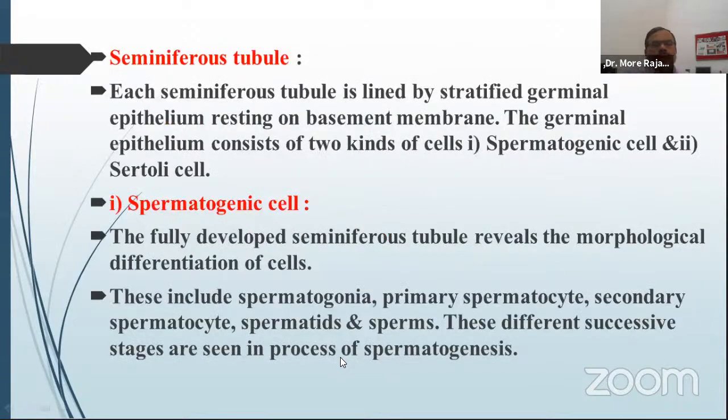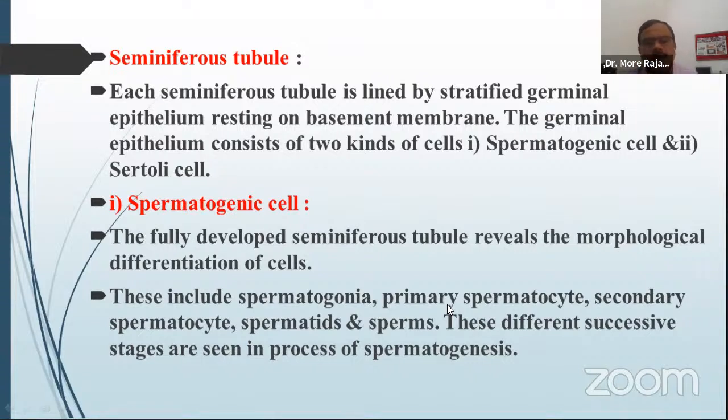Now, the seminiferous tubule. Each seminiferous tubule is lined by the stratified germinal epithelium, resting on the basement membrane. Such germinal epithelium consists of two types of cells. The first type is called the spermatogenic cell, and the second type is called the Sertoli cell. Spermatogenic cells are fully developed in the seminiferous tubules and are morphologically differentiated cells. They divide and redivide and differentiate into a variety of cells, which include the spermatogonia, then the primary spermatocyte, secondary spermatocyte, spermatids, and the sperms.